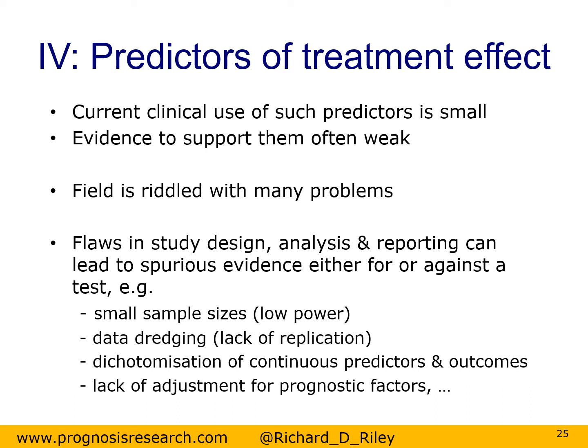Dichotomization of continuous variables and outcomes is a major problem, and you could even argue on the previous slide that the dichotomization of HER2 into positive and negative may not be appropriate. Lack of adjustment for prognostic factors and other variables.